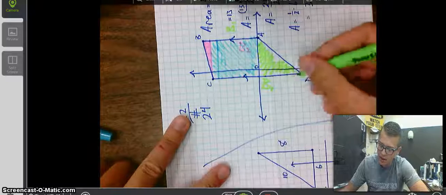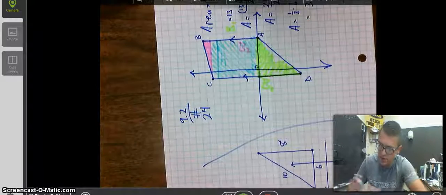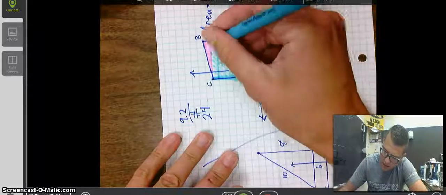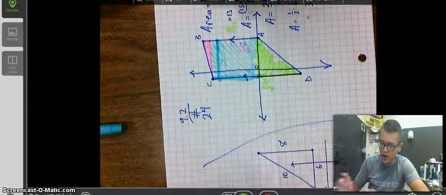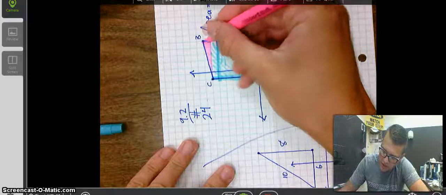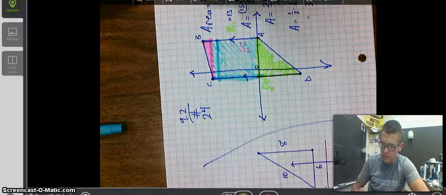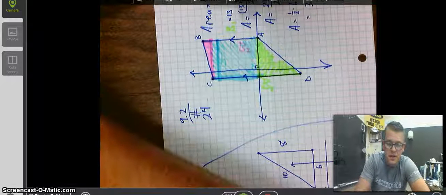So here I'd have a base and a height, and of course I'm not going to solve this all the way out for you because you could do this. I'd have my base and my height, and of course that would not have the 1/2 involved in it since it's a rectangle, and then I have a base and a height. So there's the other method that we could use for solving the area of that trapezoid.